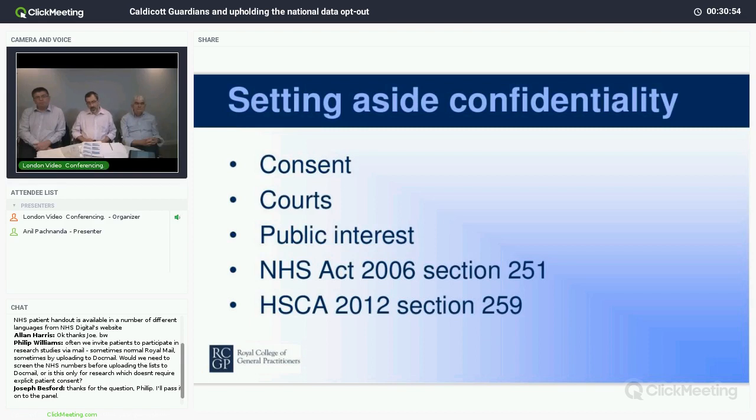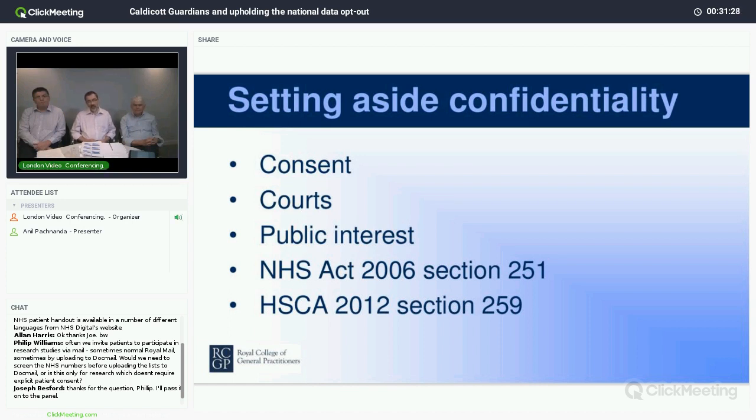There are two other situations which are important from the point of view of the national data opt-out. The first of these is the NHS Act 2006 section 251, which is a bit of a mouthful and won't be familiar to anybody who hasn't been up to their eyeballs in information governance for years. But this section allows for a request for somebody to access confidential information where seeking consent is unreasonable and there's a significant public benefit. And it applies both to research and to planning.